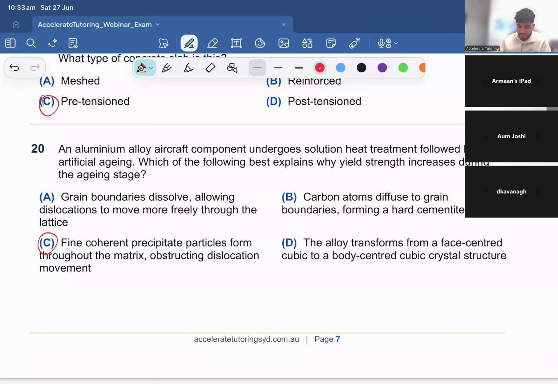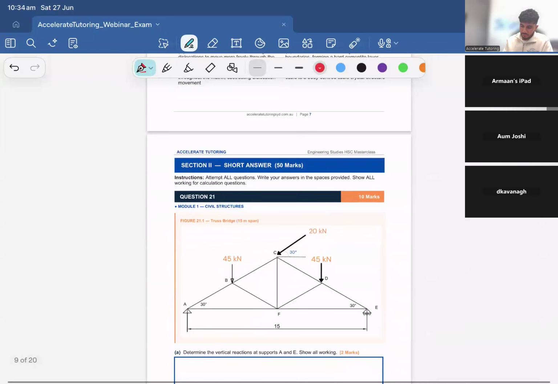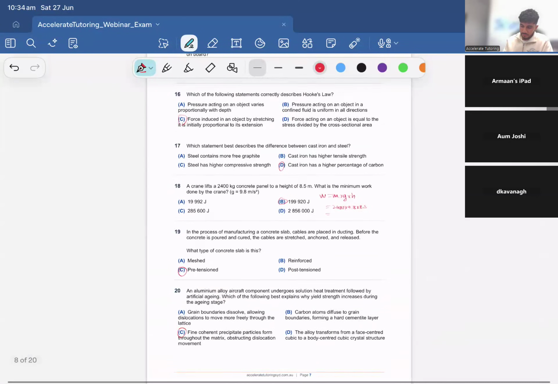By this, why the yield strength increases. By aging it, we essentially allow more precipitate particles to form throughout the mixture, more precipitates that form naturally, preventing more dislocations. So obviously the yield strength of the material will increase altogether. Fantastic. All right, so that is it for the multiple choice.